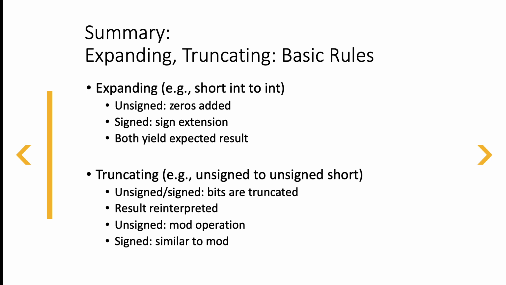Now, truncating, it's not much more complicated. It's basically just going to do a mod operation. So for both signed and unsigned, this is easy. The bits are just truncated. So if we were going from a 32-bit to a 16-bit and we're truncating, we just chop off the most significant 16 bits and reinterpret the result. So for expansion, we're going to land at the same value, but for truncation, we're actually going to change the value potentially.